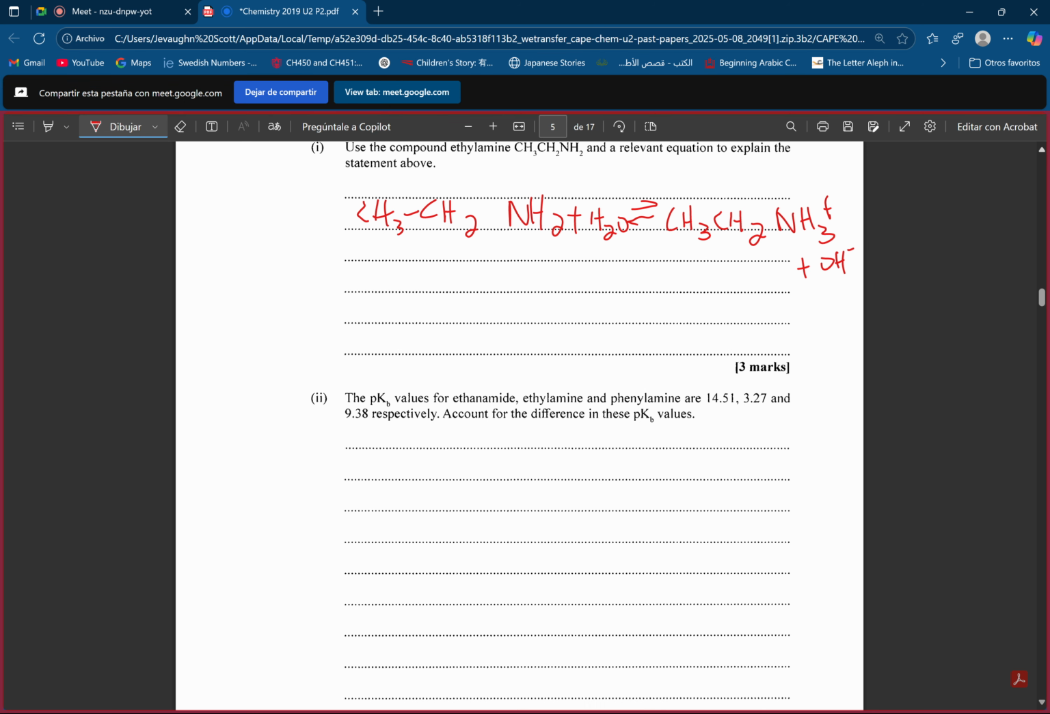All right, so let's look at this. The pKb values of ethanamide, ethylamine, and phenylamine are 14.51, 3.27, and 9.38 respectively. Account for the differences in the pKb values. So to rank them, ethylamine has the lowest pKb, then phenylamine has 9.38, then ethanamide has 14.51. So the strongest base here is ethylamine, followed by phenylamine, then ethanamide.